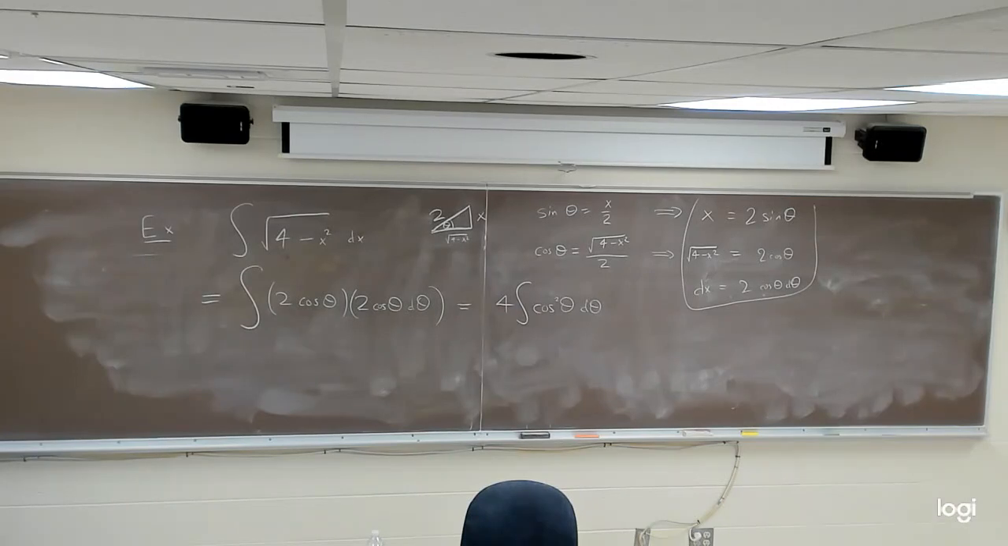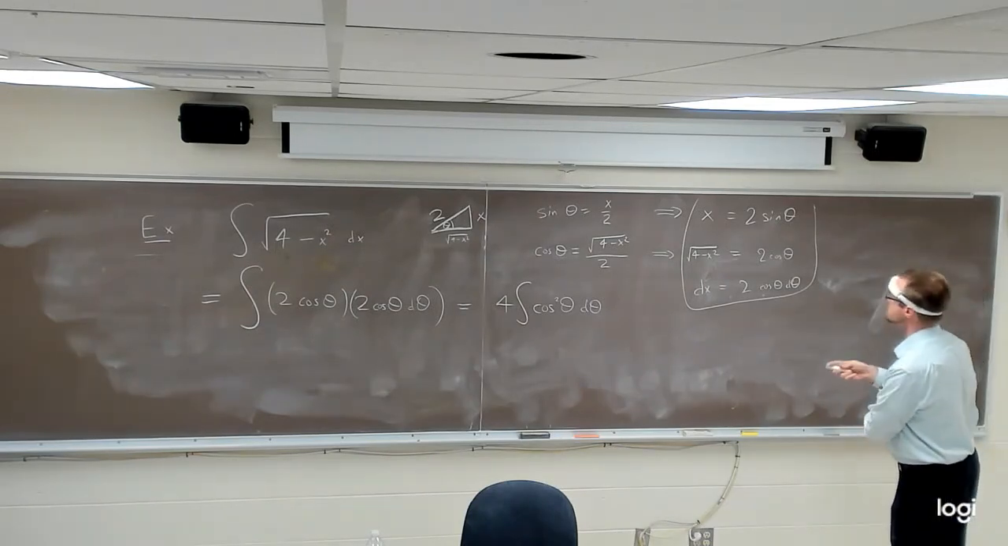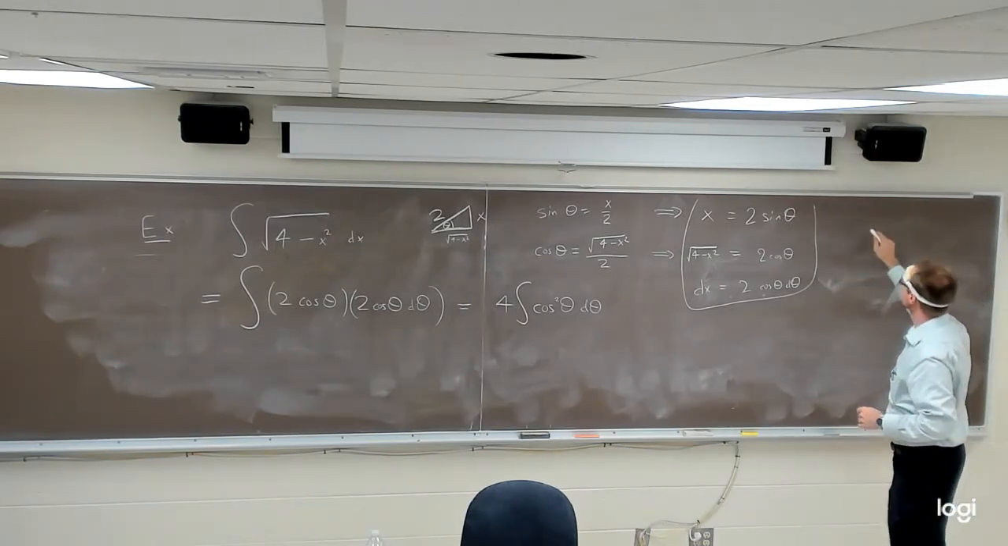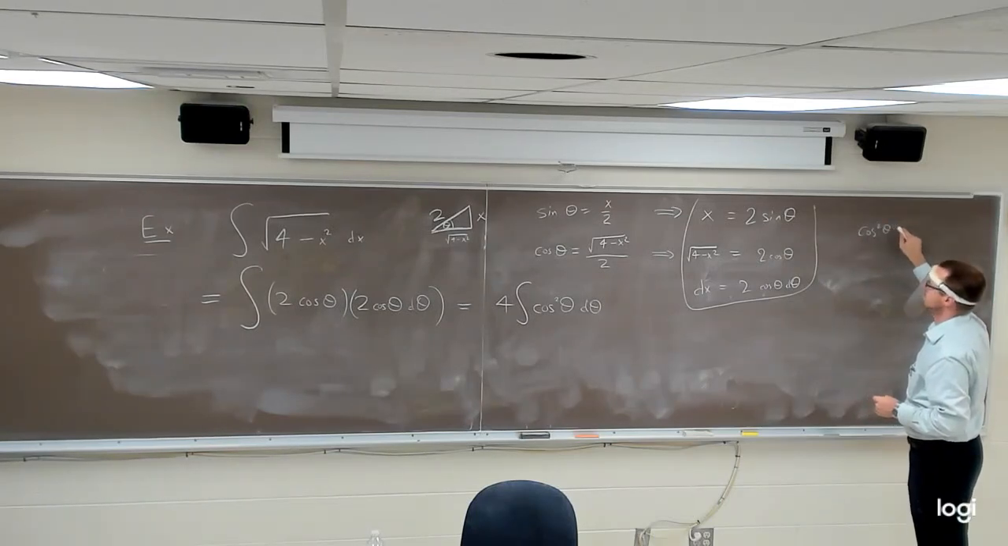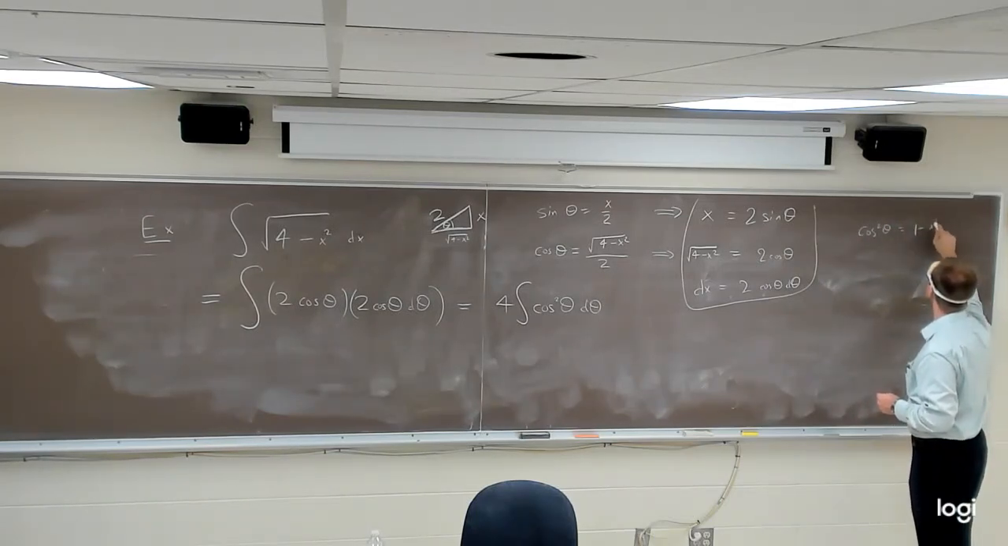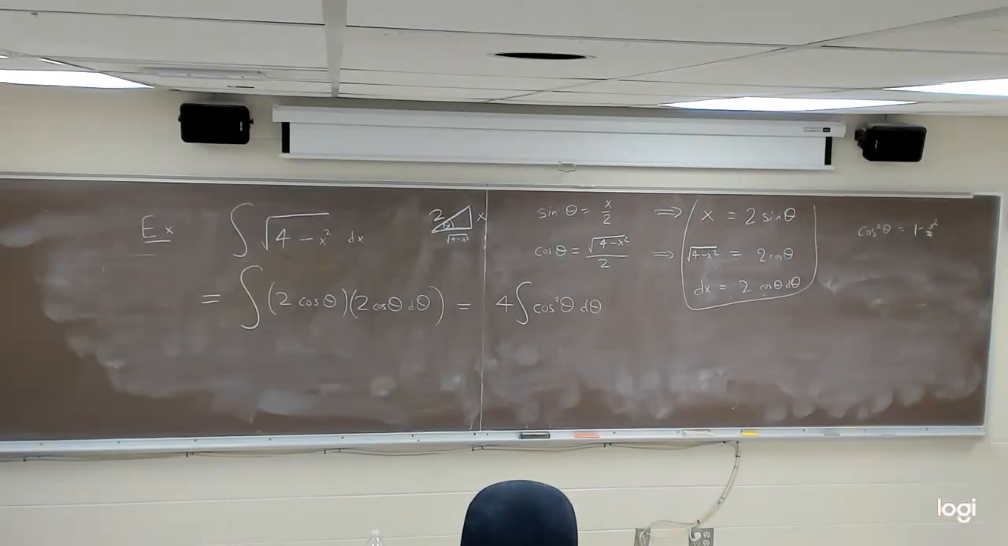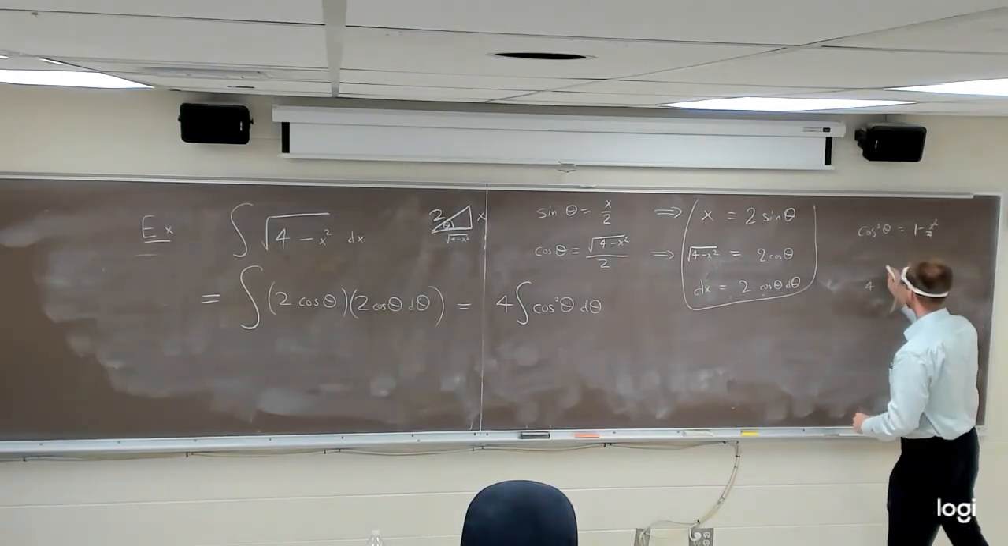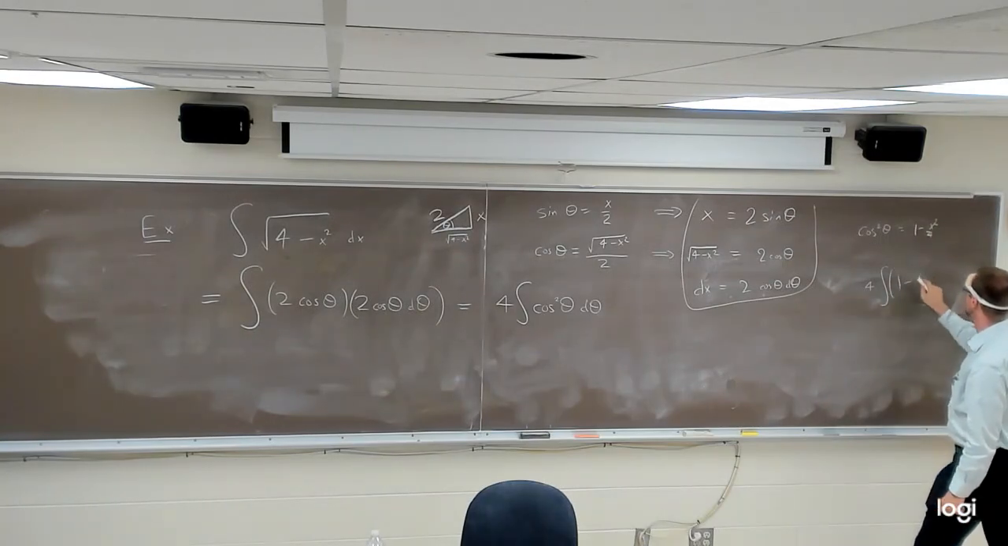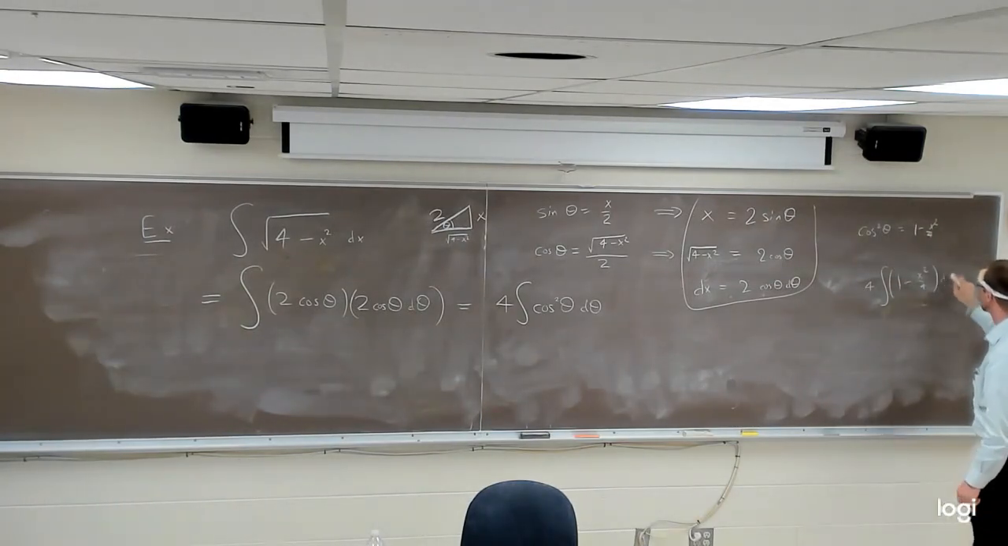Would you do 1 minus sine squared theta and then replace x with 2 sine theta? Not quite. That's an interesting idea. So cos squared theta is 1 minus sine squared theta. And so cos squared theta turns out to be 1 minus x squared over 4. So if I plop that into the integral, I'm going to end up with this.